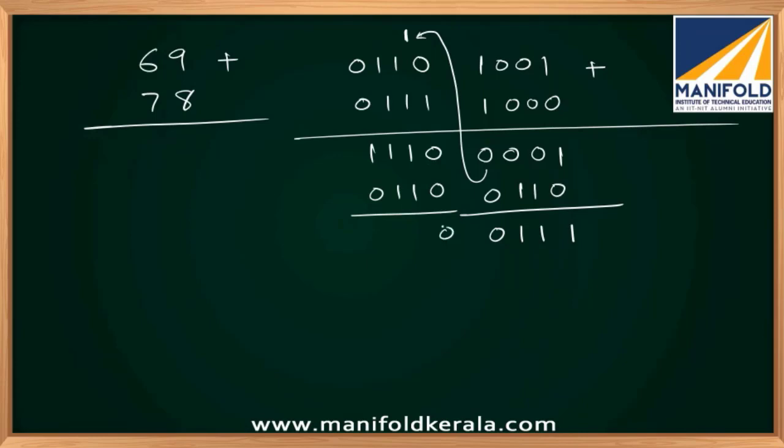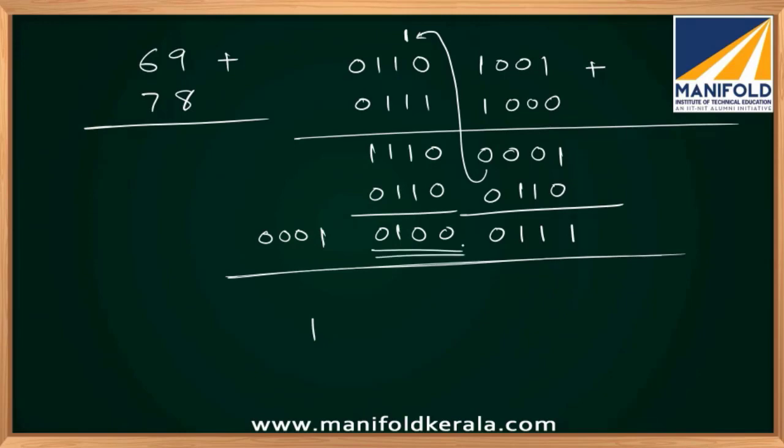6, 0. This will be 0. This will be 1. This will be 0. And there will be a carry here. This carry you need not worry about. This is the final answer, right? The final answer you should be getting is something like 1. And can you tell me what this symbol is?